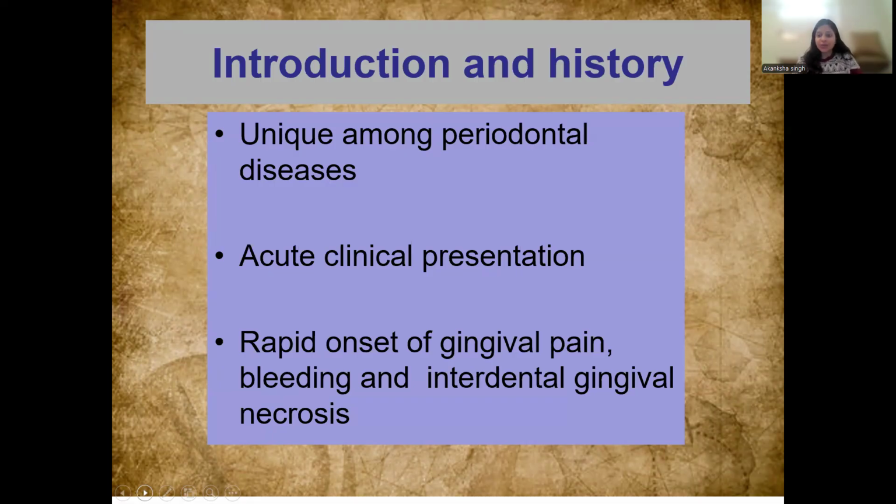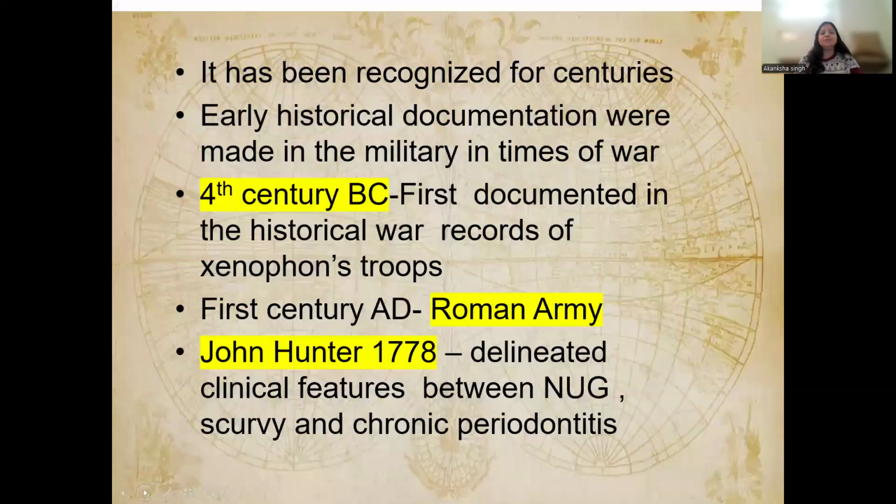When we talk about the introduction and the history, it is a unique disease among all the periodontal diseases. It has an acute clinical presentation. Again, acute means sudden. They have a rapid onset of gingival pain, bleeding, and interdental gingival necrosis. It has been recognized for centuries. It is acute necrotizing ulcerative gingivitis, also known as ANUG, or earlier called trench mouth, trench ulcer.